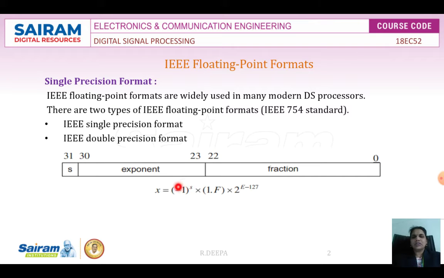And this is the formula you will be using in order to convert any floating point format to the respective decimal number. The formula is: x represents the decimal number, which is equal to (-1) power of s, multiplied with 1 point f, where f represents the fraction, again multiplied with 2 power of (e minus 127). So this particular format is used to represent any single precision floating point data.